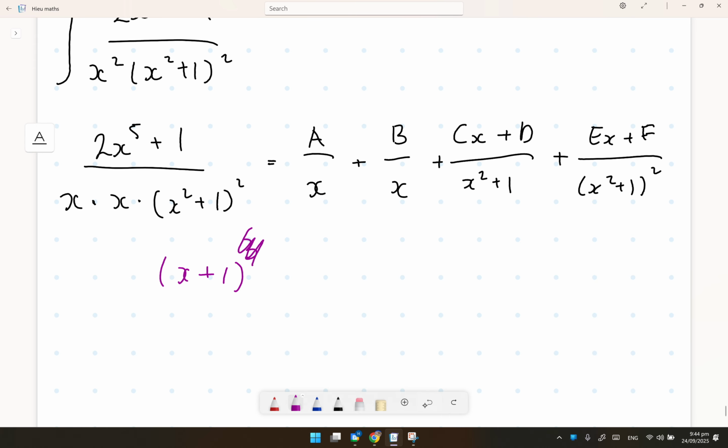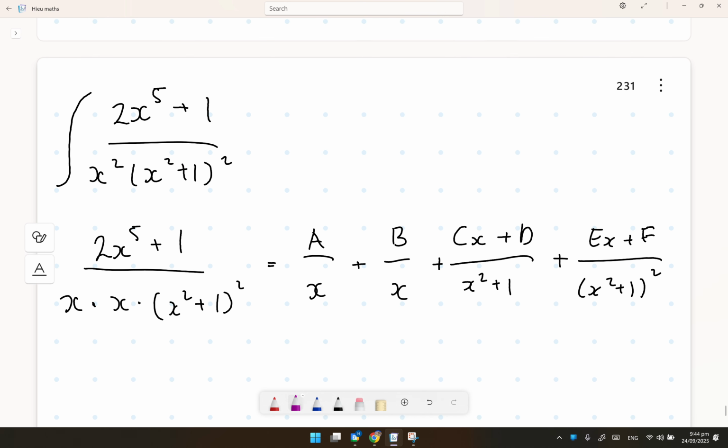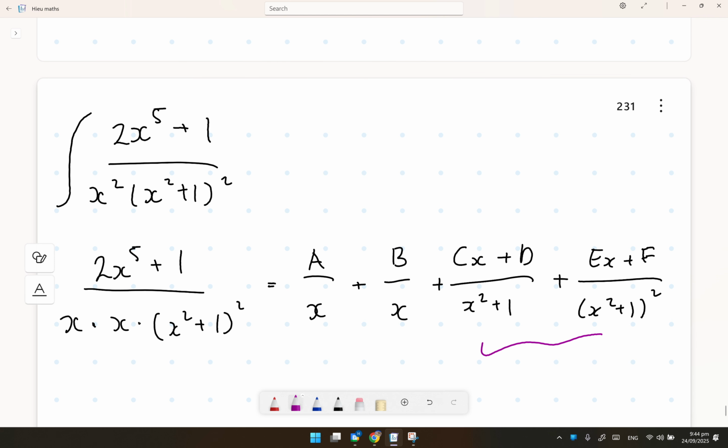So because we have x squared plus 1 all to the power of 2, then we do x squared plus 1 once, but then because it's a power of 2, we need to do it a second time, where it's now x squared plus 1 to the power of 2. Okay, so that's the reason why we're doing this.